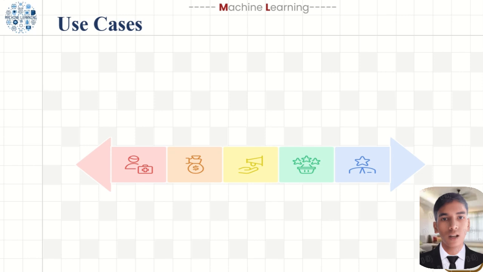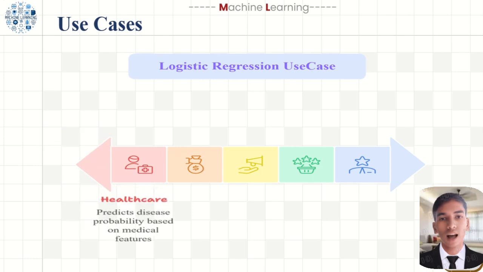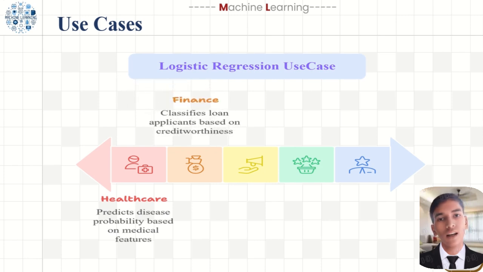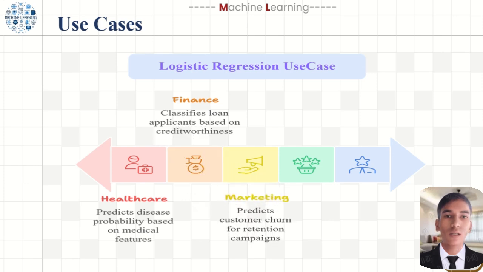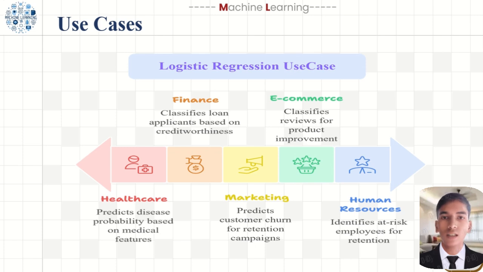Now let's look at where logistic regression is used. In healthcare, it predicts the chance of a disease, like heart problems, using age, blood pressure, or lifestyle. In finance, banks use it for loan approvals by checking income, credit score, and past history. In marketing, it helps find customers who may leave, so companies can offer better plans to retain them. In e-commerce, it classifies product reviews as positive or negative, improving recommendations. In human resources, it predicts which employees may leave, helping companies improve retention. So, across many fields, logistic regression supports smarter and faster decisions.